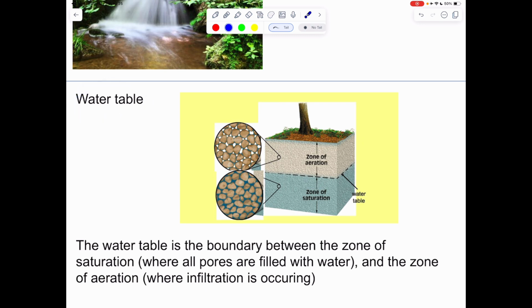All right, and having all this water creates what we call a water table. This water table is going to be the boundary between the zone of saturation, where we're completely filled with water, and the zone of aeration, where this infiltration is happening. So our water table is right here, and we'll often measure the depth of that water table.